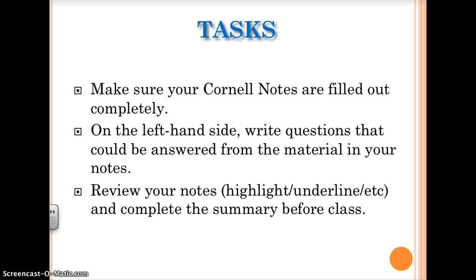Make sure your notes are filled out completely. On the left-hand side, write questions that you either can answer from your notes, questions you still have from the lesson. Review your notes, highlight, give it some time, give it some thought, and complete the summary in about a day.